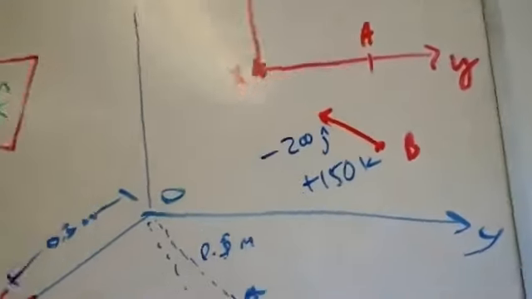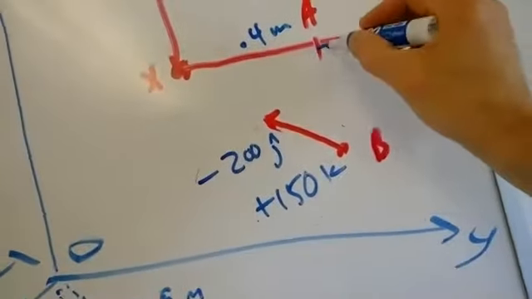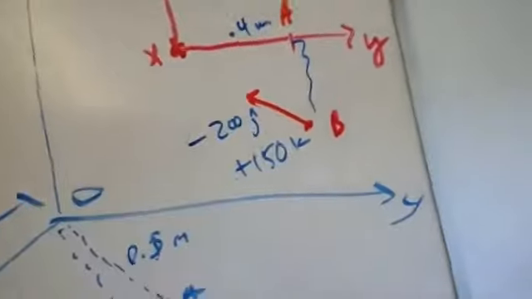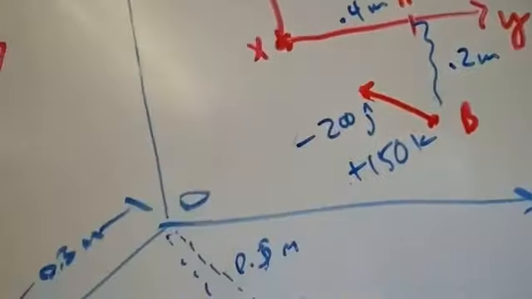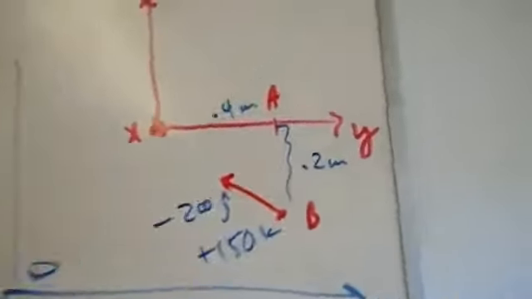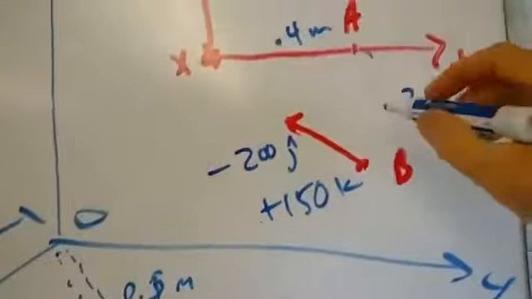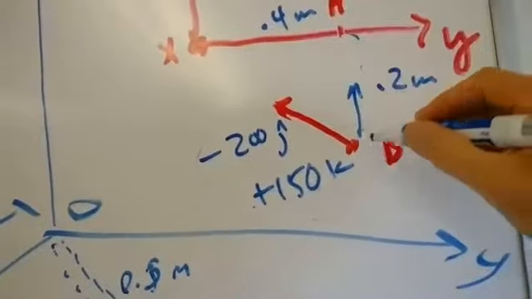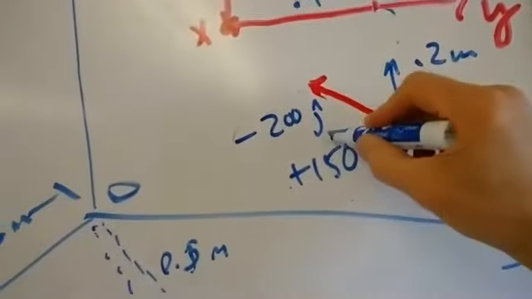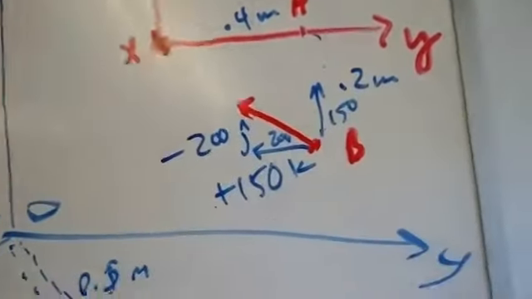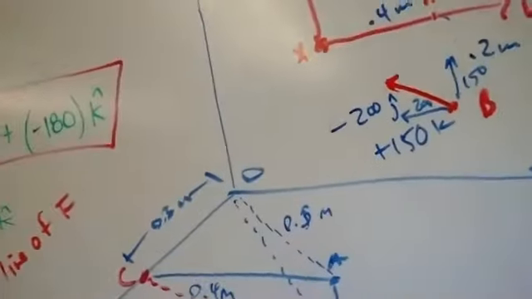That's your force, and then you know this distance is 0.4 meters, and this distance is what? 0.2 meters, right? Okay, that means you've got a force now that is in Cartesian form. You know the z component is 150, and the y component is 200 going to the left. So you can now do a scalar moment about the origin, which is the x-axis, right?